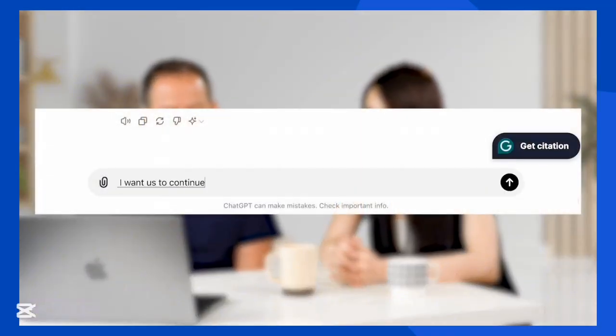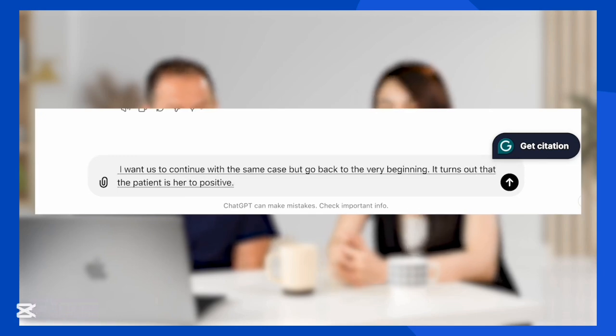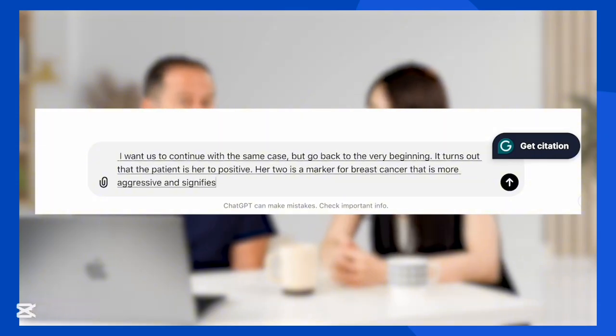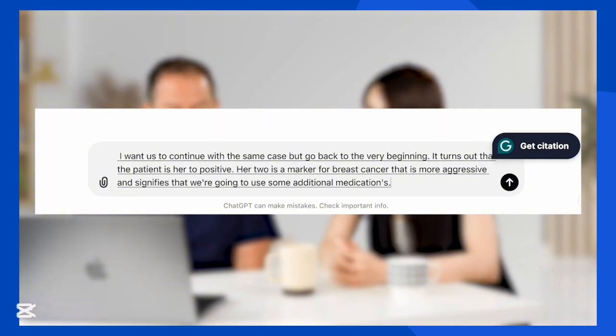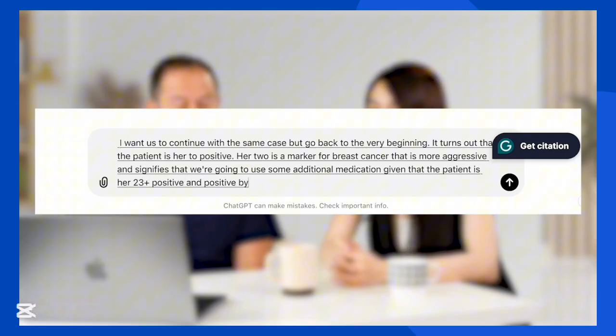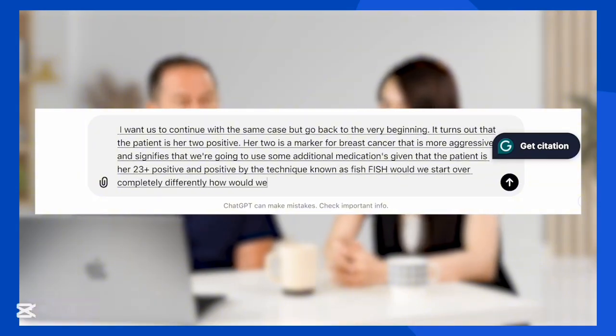Once we've started setting up this chat, all we have to do is make some slight variations. I want us to continue with the same case, but go back to the very beginning. It turns out that the patient is HER2 positive. HER2 is a marker for breast cancer that is more aggressive and signifies that we're going to use some additional medications. Given that the patient is HER2 3+ positive and positive by the technique known as FISH, F-I-S-H, would we start over completely differently? How would we treat this patient?